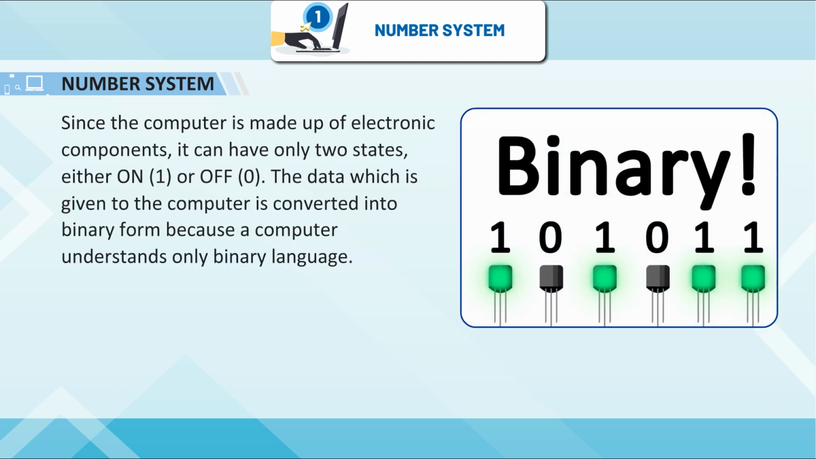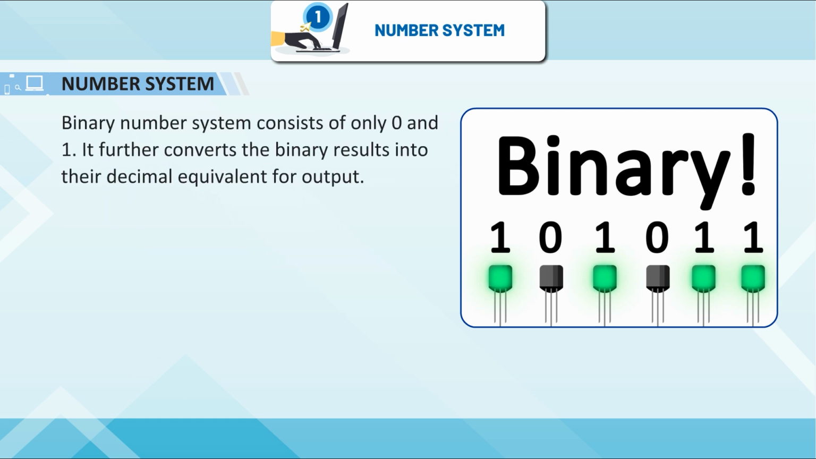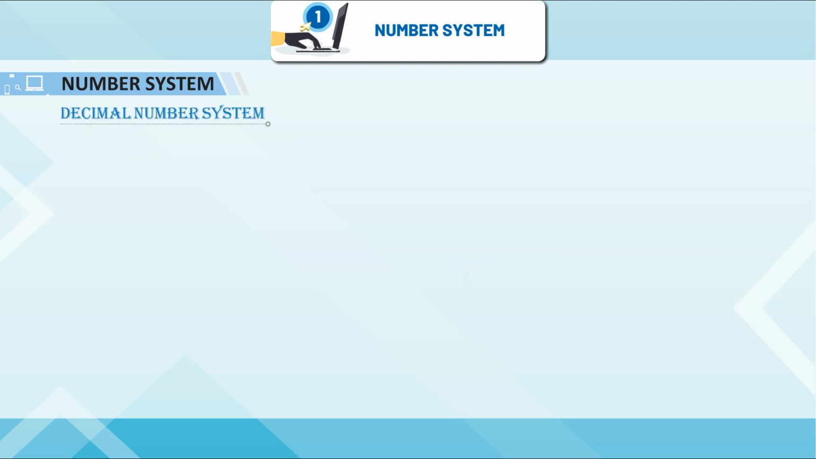Since the computer is made up of electronic components, it can have 2 states, either on 1 or off 0. The data which is given to the computer is converted into binary form because a computer understands only binary language. Binary number system consists of only 0 and 1. It further converts the binary results into their decimal equivalent for output.